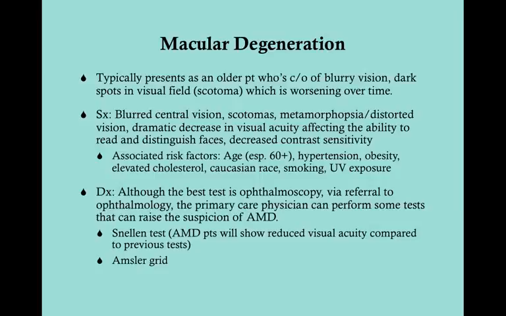The symptoms are blurred central vision, scotomas, and something called metamorphopsia. Normally we see straight lines when we look at straight objects. In patients with macular degeneration, their vision is distorted and straight lines may become curvy looking. So it's really just distorted vision. They also have a dramatic decrease in visual acuity, at least 2 levels on the Snellen chart, and that affects the ability to read. Because of the blurriness and the metamorphopsia, it also affects their ability to distinguish faces.